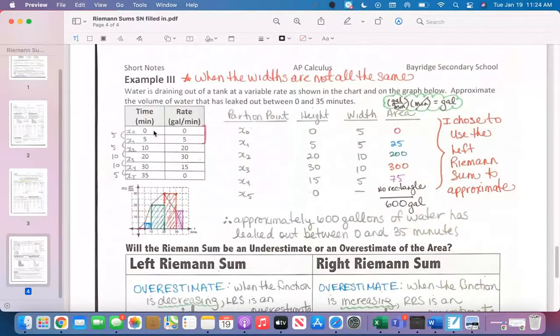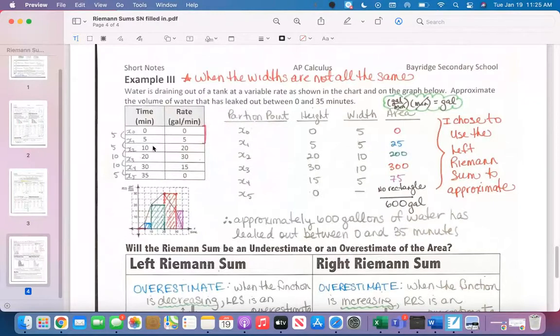At time equal to 0, my height is equal to 0, but my width to the next value, if I'm using my left Riemann sum, which is what I've chosen to do here, is going to be 5. So I've got my height at 0, and my width of my rectangle is going to be 5. So my area for my first rectangle is going to be 0. Then I take my x1, which is 5. At 5, my height is 5, and to go to my next x value is another 5. So my width is 5 again. That rectangle is 5 times 5, which is 25.